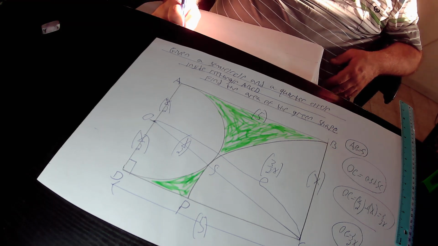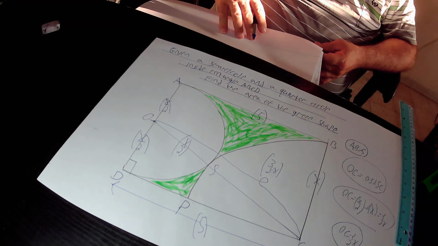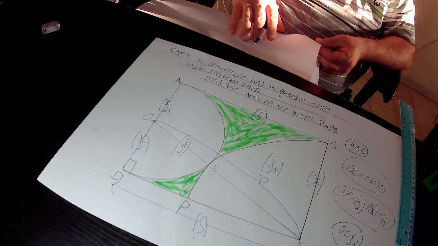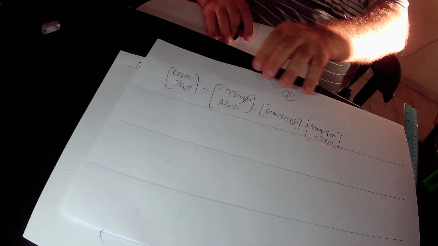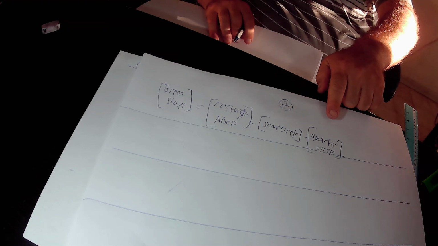Repeat again, we should find out that the area of this green shape equals the area of rectangle ABCD minus the area of the semicircle minus the area of the quarter circle.